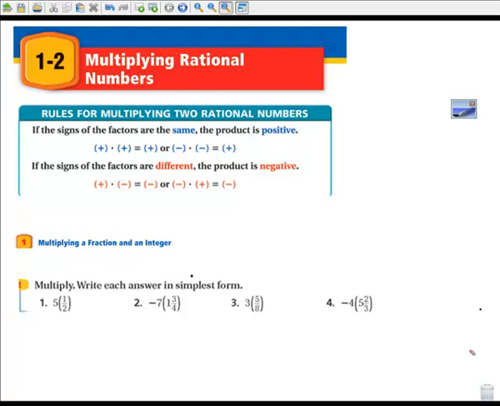Lesson 1-2 is multiplying rational numbers, and you learned about rational numbers yesterday in your assignment. A rational number is the quotient, basically, or a fraction where the numerator and the denominator are both integers. You can also express a rational number as a decimal, either a terminating decimal or a repeating decimal.